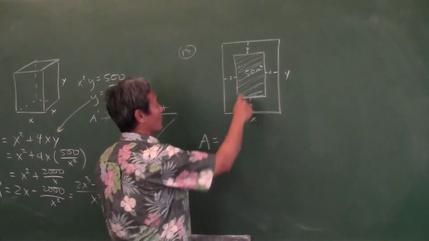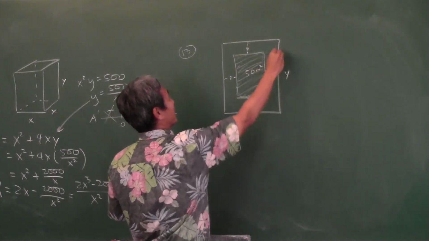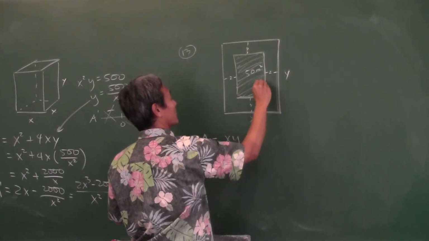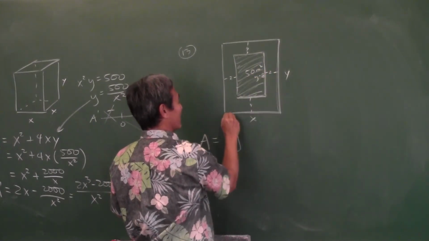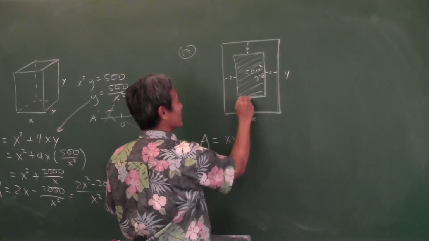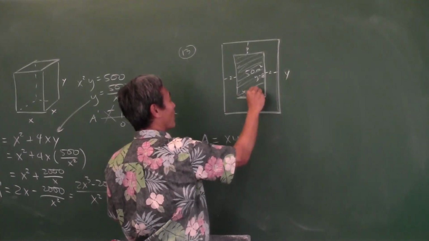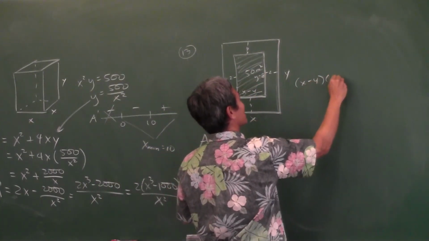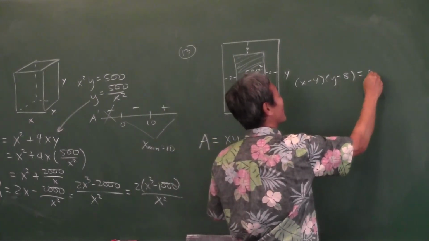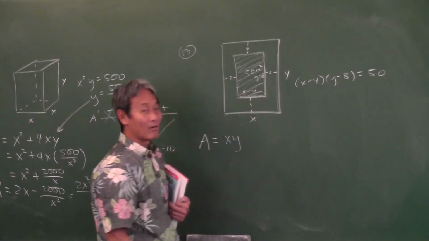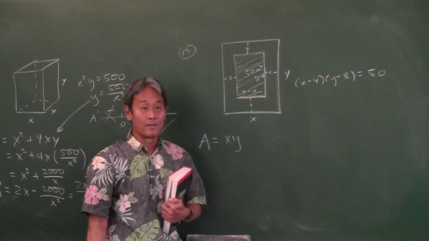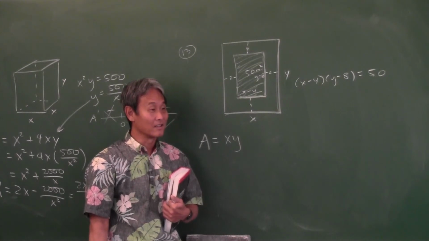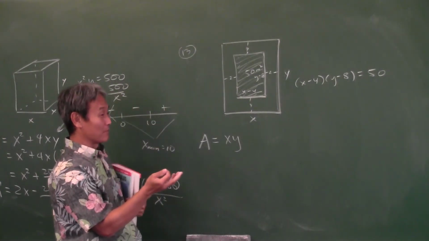Okay, so what equation can I write? What are the dimensions of this inner rectangle? Well, if this is y, and this is 4, and this is 4, what is this right here? Y minus 8. And if this is x, and this is 2, and this is 2, what's this right here? X minus 4. So therefore, the area of the inside rectangle is x minus 4 times y minus 8. That has to equal 50. Now we have to solve for one of those letters. Maybe we should have done it the other way, Mr. Park.